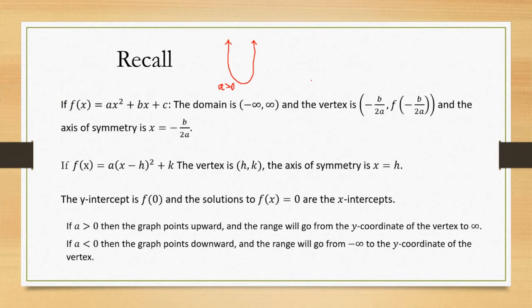When a is negative, remember, a cannot be 0, so a can only be positive or negative. In this case, the graph's going to point down like this. Now, the vertex is the top, the peak. The top of a hill, the peak. That's what the vertex would be in this case.